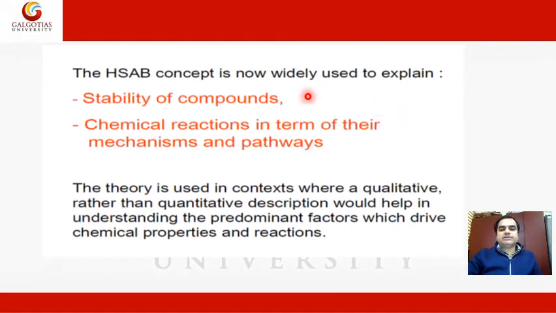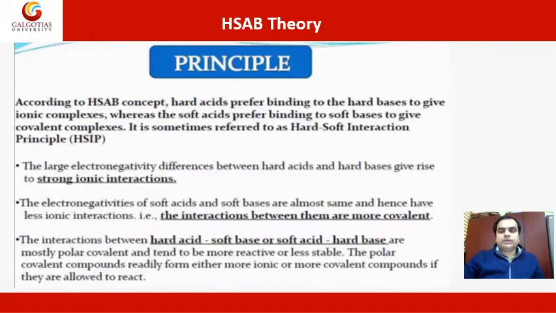The HSAB concept, that is the hard and soft acid base theory, is now widely used to explain the stability of compounds and various chemical reactions in terms of their mechanism and pathways. So we can utilize this HSAB concept to explain various things. The theory is used in contexts where a qualitative rather than quantitative description would help in understanding the predominant factors which drive chemical properties and reactions. Now let us discuss the principle of hard and soft acid base theory.